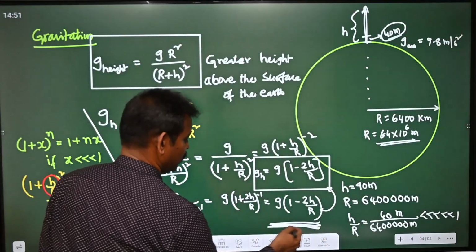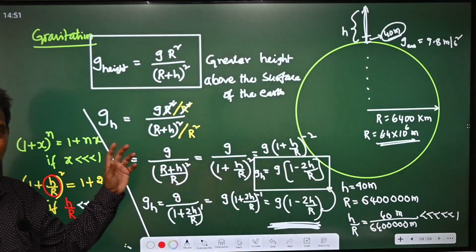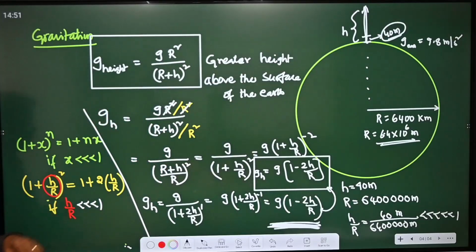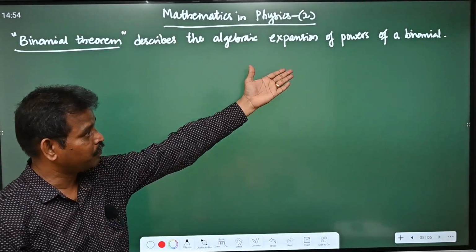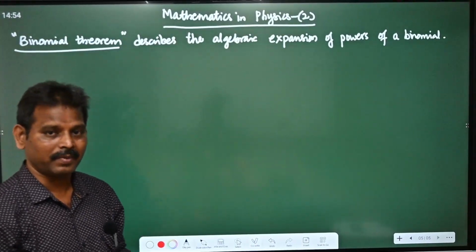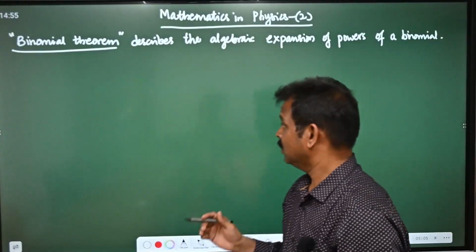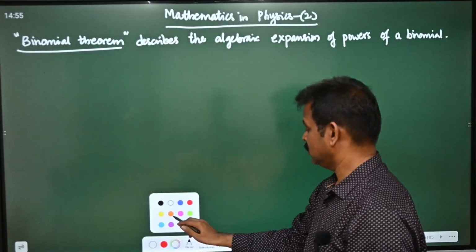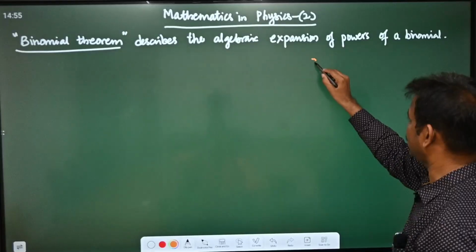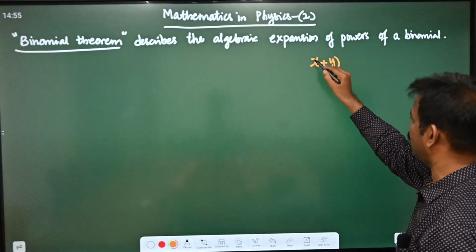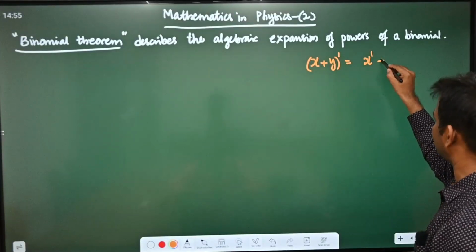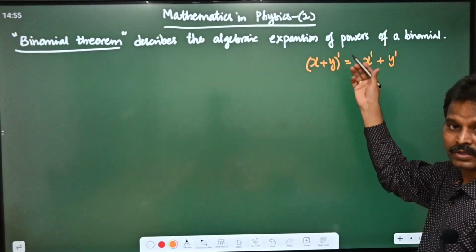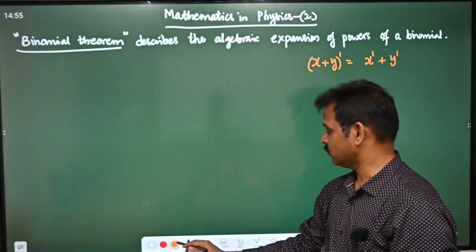So here, in this gravitational lesson, we are using this binomial approximation. The binomial theorem describes the algebraic expansion of powers of a binomial. A binomial has 2 terms, x plus y. We already studied this in high school. x plus y whole power 1 is x power 1 plus y power 1; the power is 1, so x plus y is x plus y only.